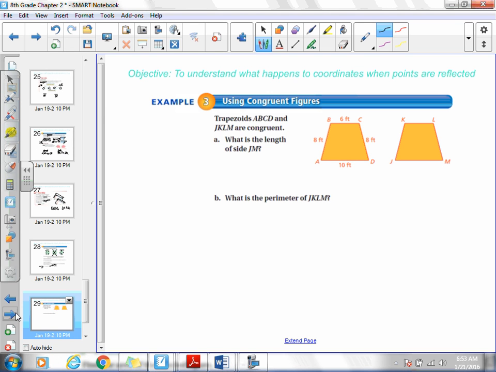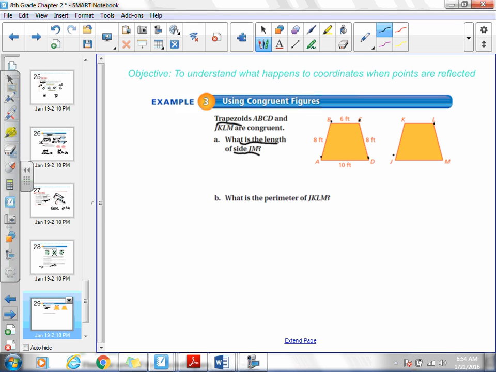Okay, last example. So using congruent figures, what are they going to ask us to do when we have two figures that are congruent? Trapezoids, remember trapezoids have exactly one set of parallel lines. Parallelograms have two, so these are trapezoids. Trapezoids ABCD and JKLM are congruent. So when they say they are congruent, we know that corresponding sides are the same, are congruent, and corresponding angles are the same, are congruent.